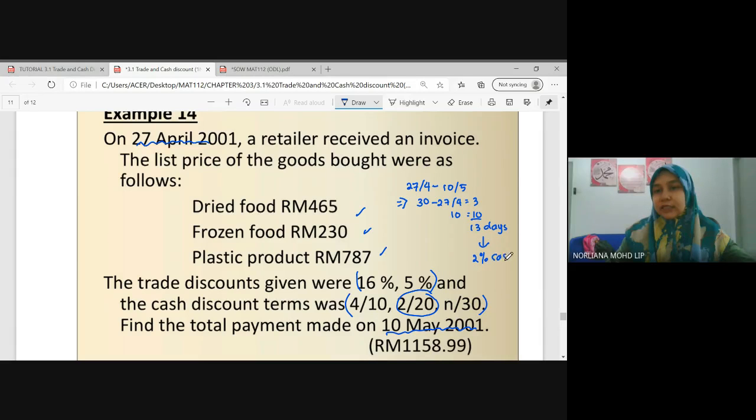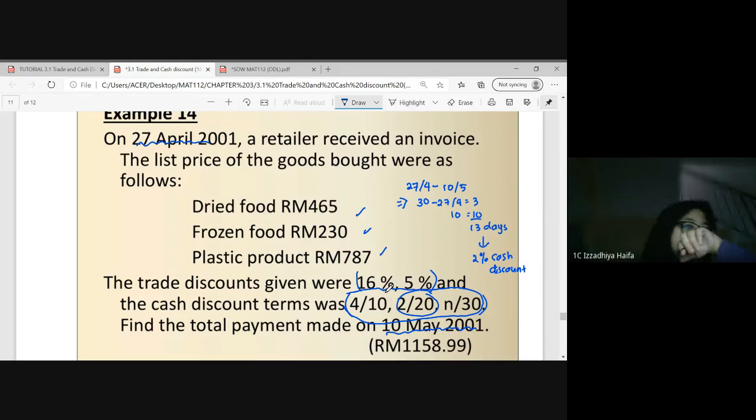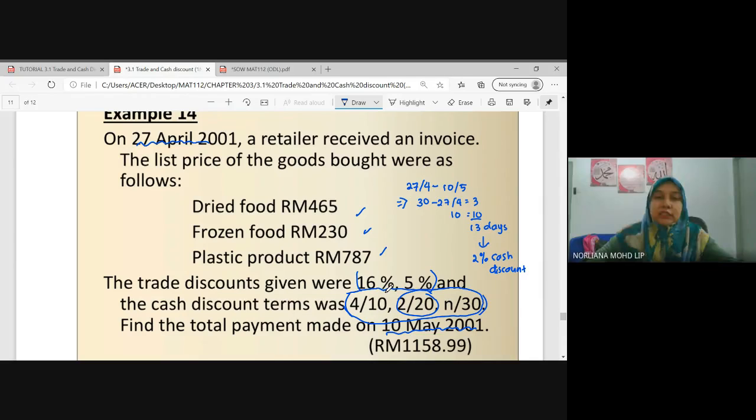Okay, ada tak yang tak faham lagi nak dapatkan cash discount ni? Kadang-kadang ada juga yang tak faham maksud macam mana dia dapat ni. Kau kena kira hari dia lah. Ada tak? Boleh ya semua faham eh? Faham. Biasanya student problem untuk nak tahu cash discount ni. Kalau biasalah saya ajar face to face. Faham eh?